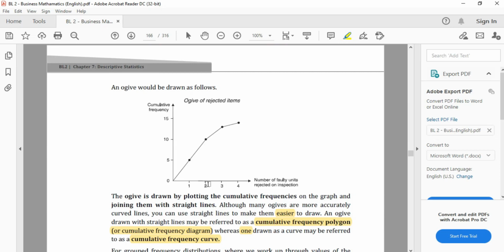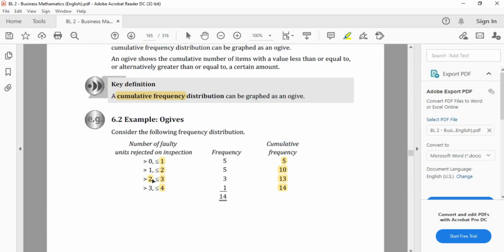So likewise, make sure to plot your figures appropriately. Make sure that you use the upper limits to plot the points on the graph and not the lower limit.